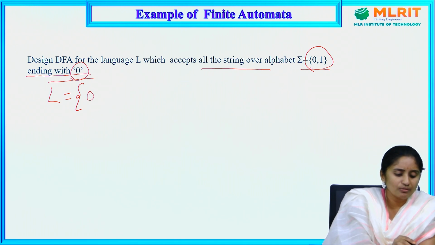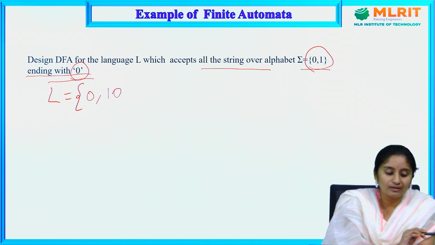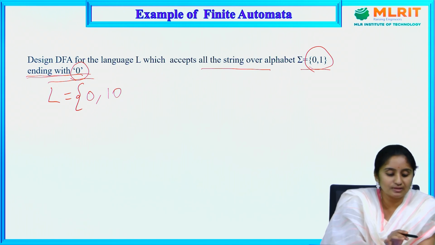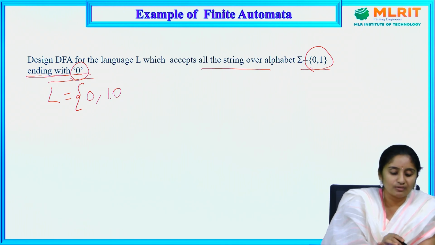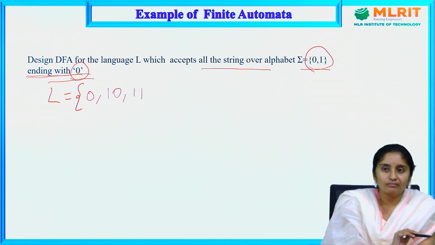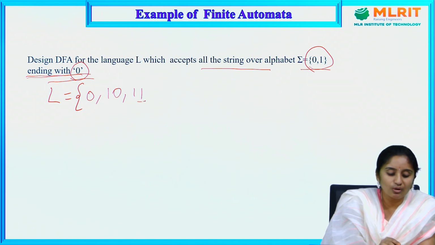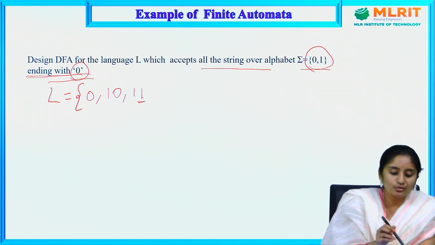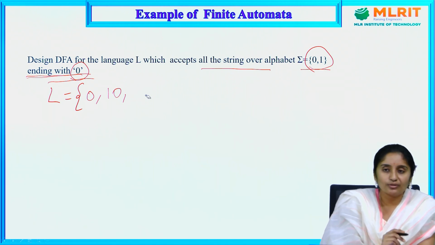So 0, this is one string. 1, 0, this is another string. See here, the constraint is ending with 0. It should end with 0. See, it is also ending with 0. I cannot write 1, 1. Why? Because here it is not ending with 0. It is ending with 1. So it is wrong. This is not accepted based on this condition.